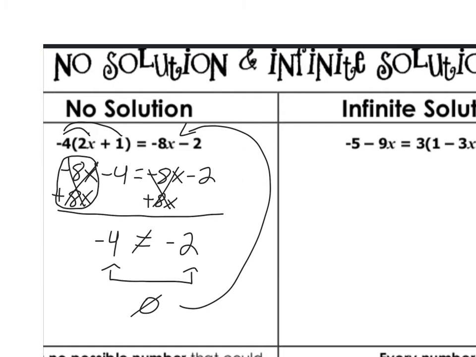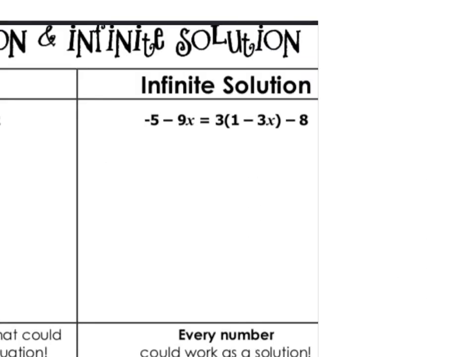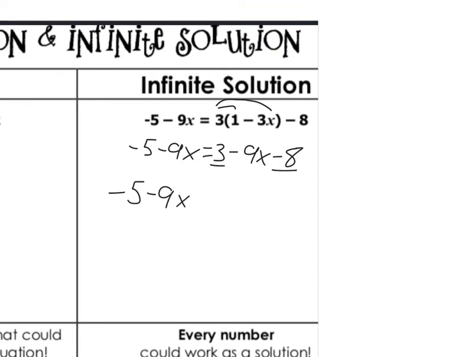Now let's take a look at the next equation. That's going to give us a bit of a different answer, and I want you to try to solve that equation on your own before I solve it, so that you can see what's happening here. So hopefully you had a chance to try and solve this. Once again, we would distribute first, just like we normally would, and this would be -5 minus 9x equals 3 minus 9x minus 8. Then we combine like terms, so that would be -5 minus 9x equals -5 minus 9x.